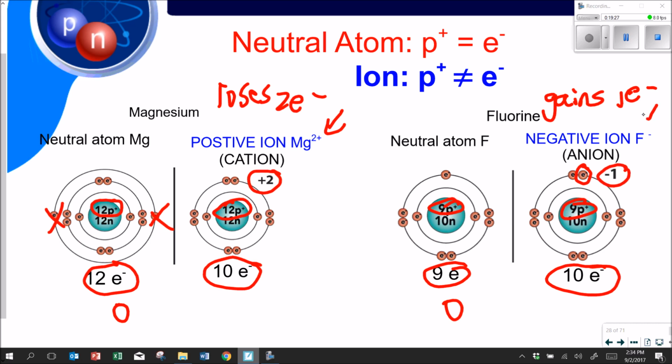And this is how we write our fluorine ion, F with the negative sign. Negative without a number implies a -1. It would be the same for a positive ion. Plus without a number would imply a 1.